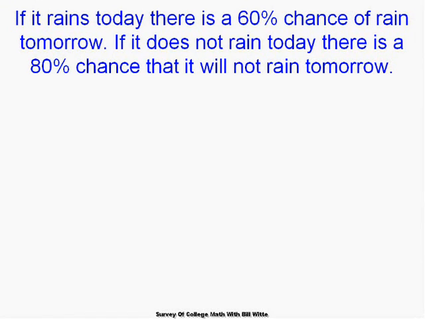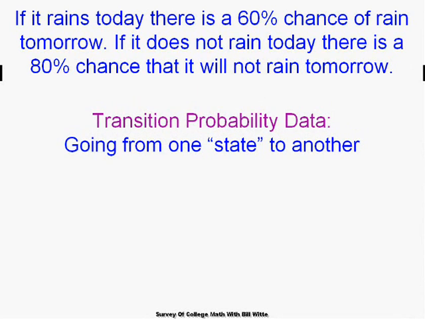Consider this set of information about the probability of the weather. If it rains today, there's a 60% chance that it's going to rain tomorrow. Usually tomorrow is just like today. If it does not rain today, or if it's sunny, there's an 80% chance that it will be sunny or not rain tomorrow. Well, this is called transitional probability data, when we're talking about going from one state, that state being raining or sunny or happy or sad or whatever, to another. It's used to predict the future.